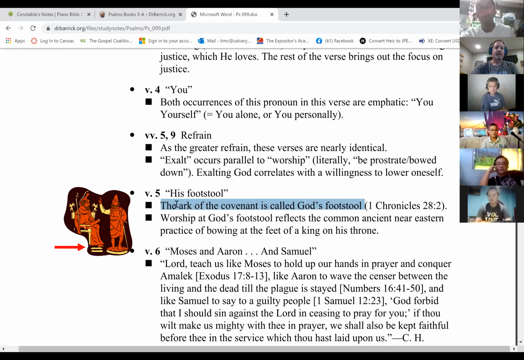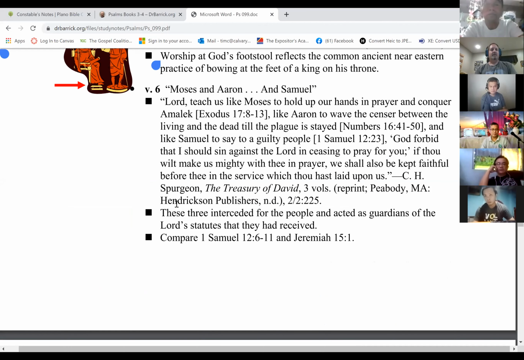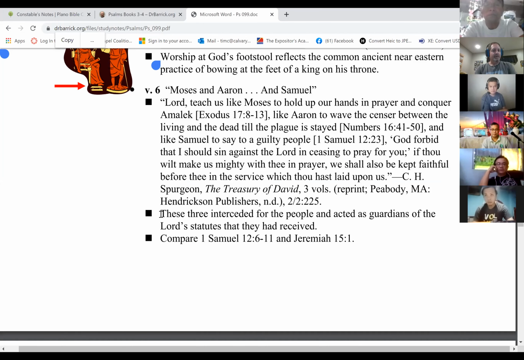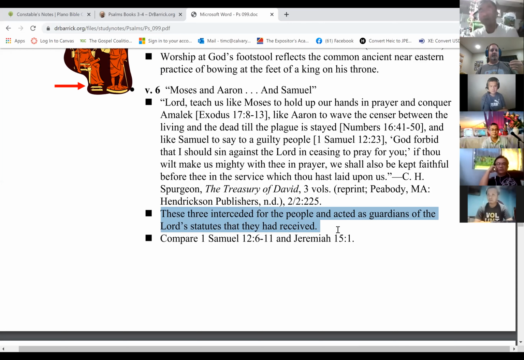So I'll highlight that. Another question that we had was in verse 6, Moses and Aaron and Samuel. How are they connected together? So I'm curious about that. And notice Dr. Barrick says these three interceded for the people and acted as guardians of the Lord's statutes they had received. And then he gives a couple passages. So I'll go look those up. All right, so this is what I do. Just go through, and there are places that the resource will address that I had questions about. I'll focus on those. And I won't spend a lot of time on the things that I already feel pretty comfortable about. I'll just do a little bit just to see what they say.